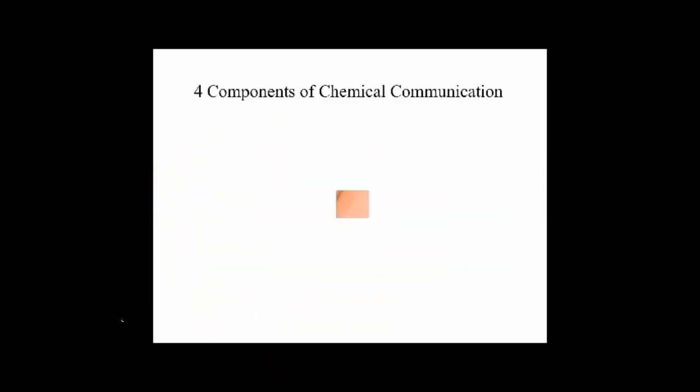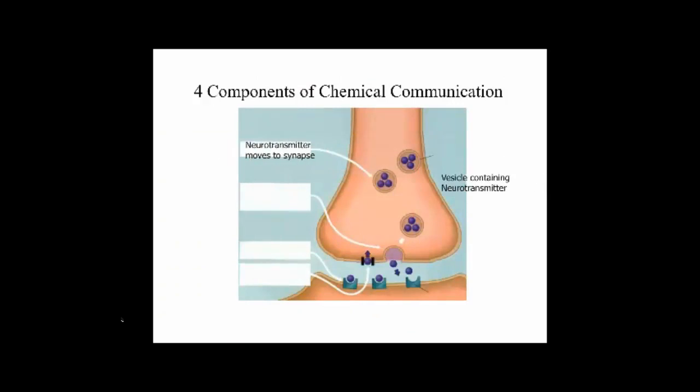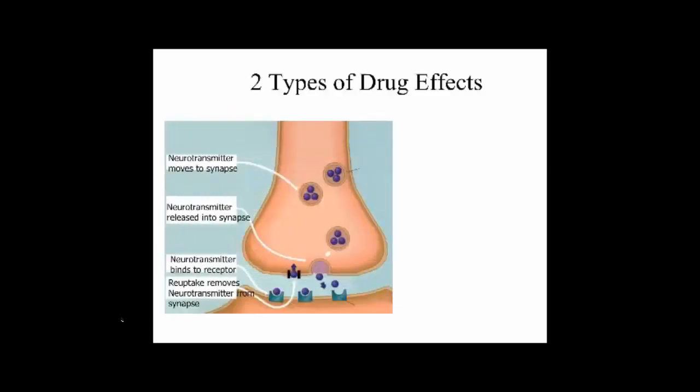But just to recap, neurotransmitters move to the synapse. They're released into the synapse. They bind to the receptor site, and then reuptake happens. We're going to use this when we take a look at the 2 different types of drug effects. We have 2 different types of drug effects.